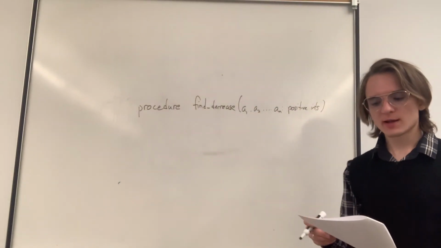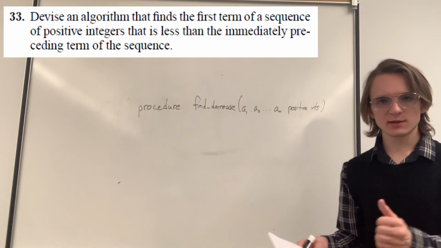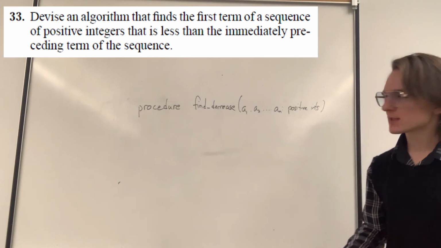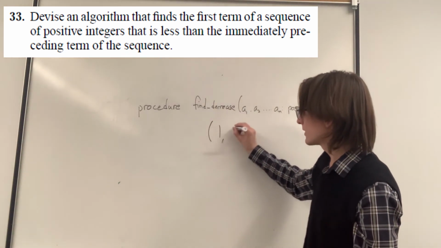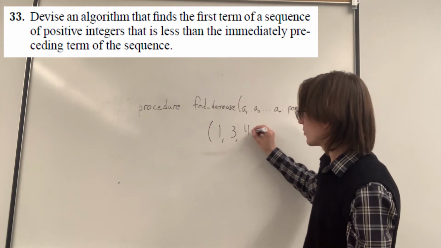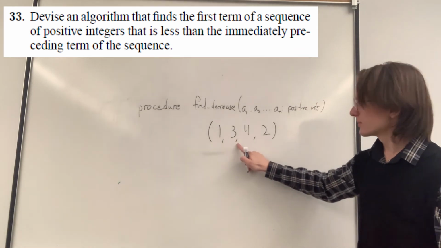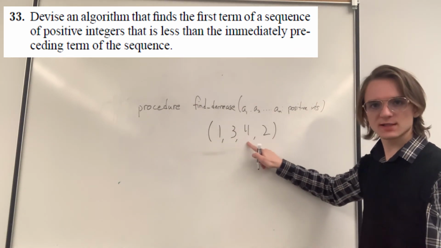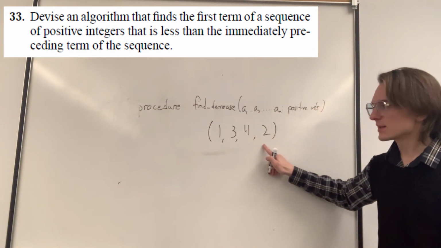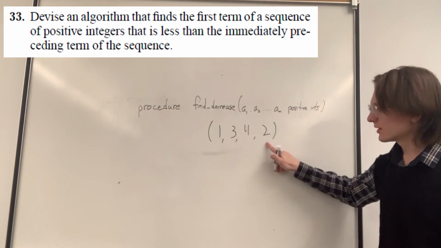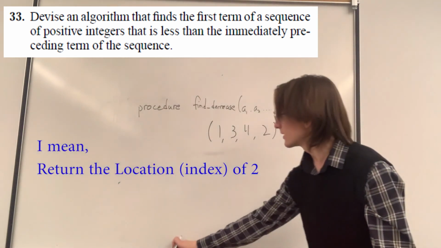Okay, we want to determine an algorithm that finds the first term of a sequence of positive integers that is less than the immediately preceding term of the sequence. So let's say, for example, we have some input. Let's say that input is like 1, 3, 4, 2. 1 is less than 3, it's fine. 3 is less than 4, that's fine. But as soon as this algorithm gets to 2, it says, hey, 2 is less than the preceding element. Let's return 2. Okay, so that's kind of how that algorithm works.